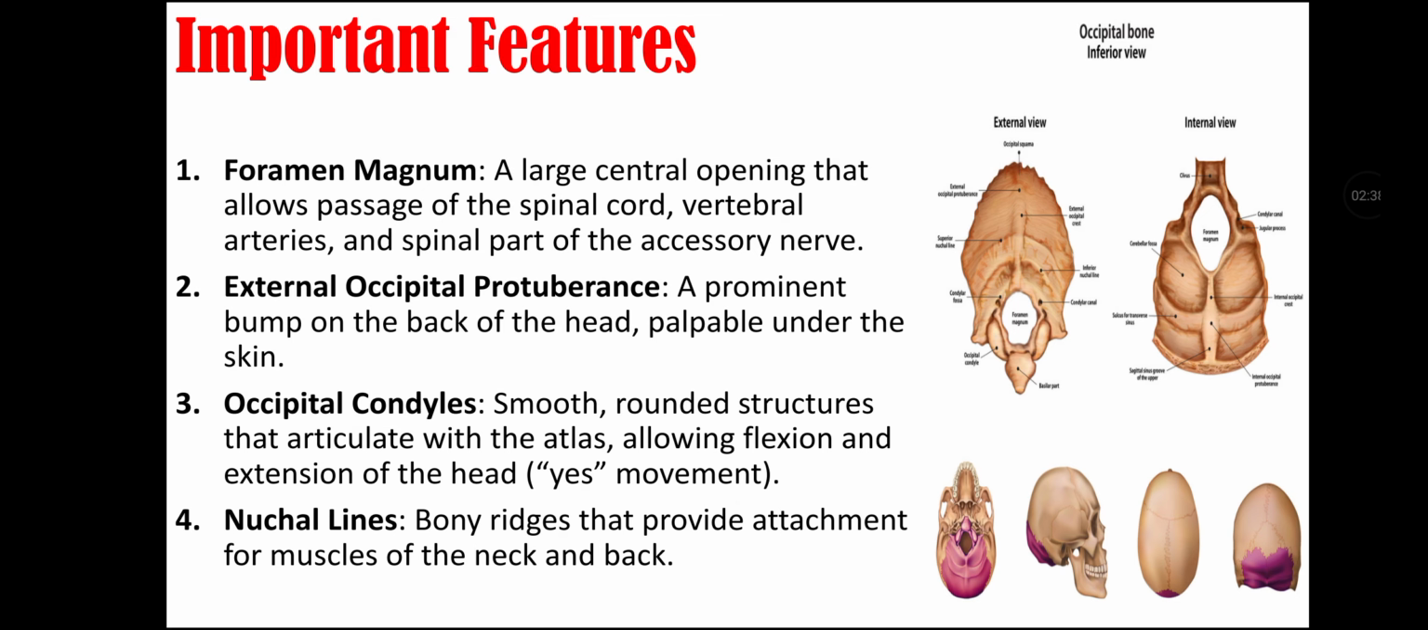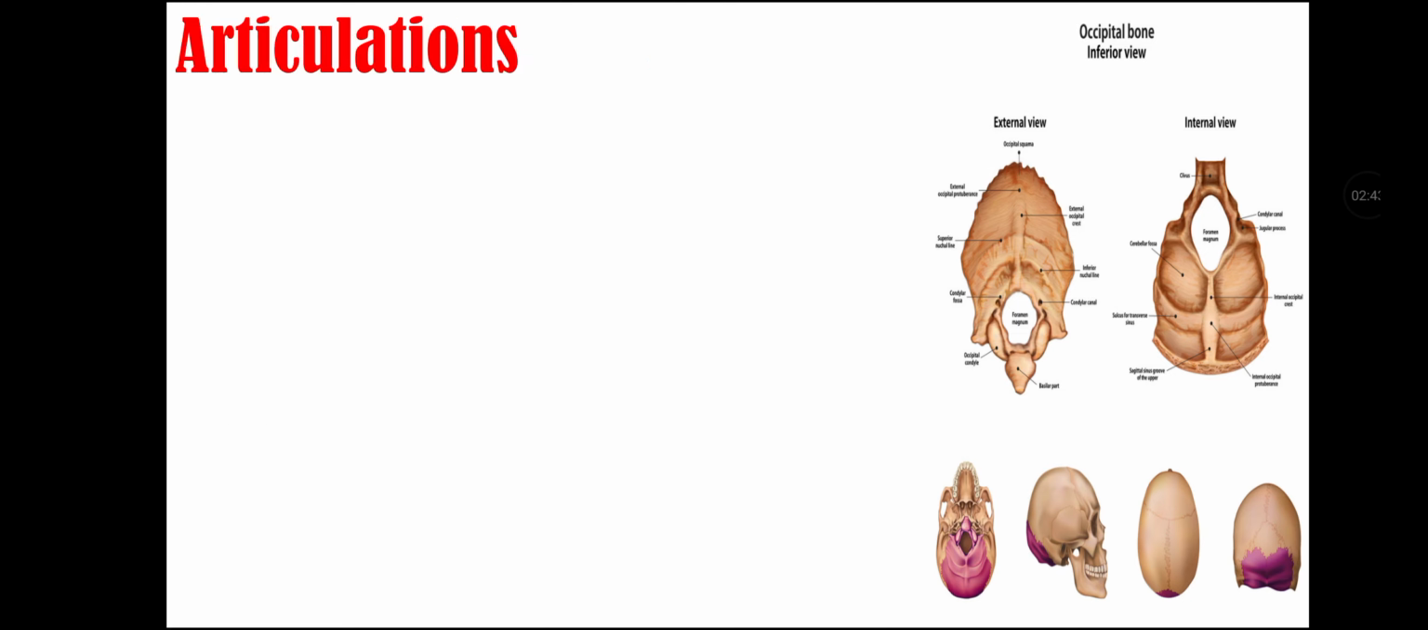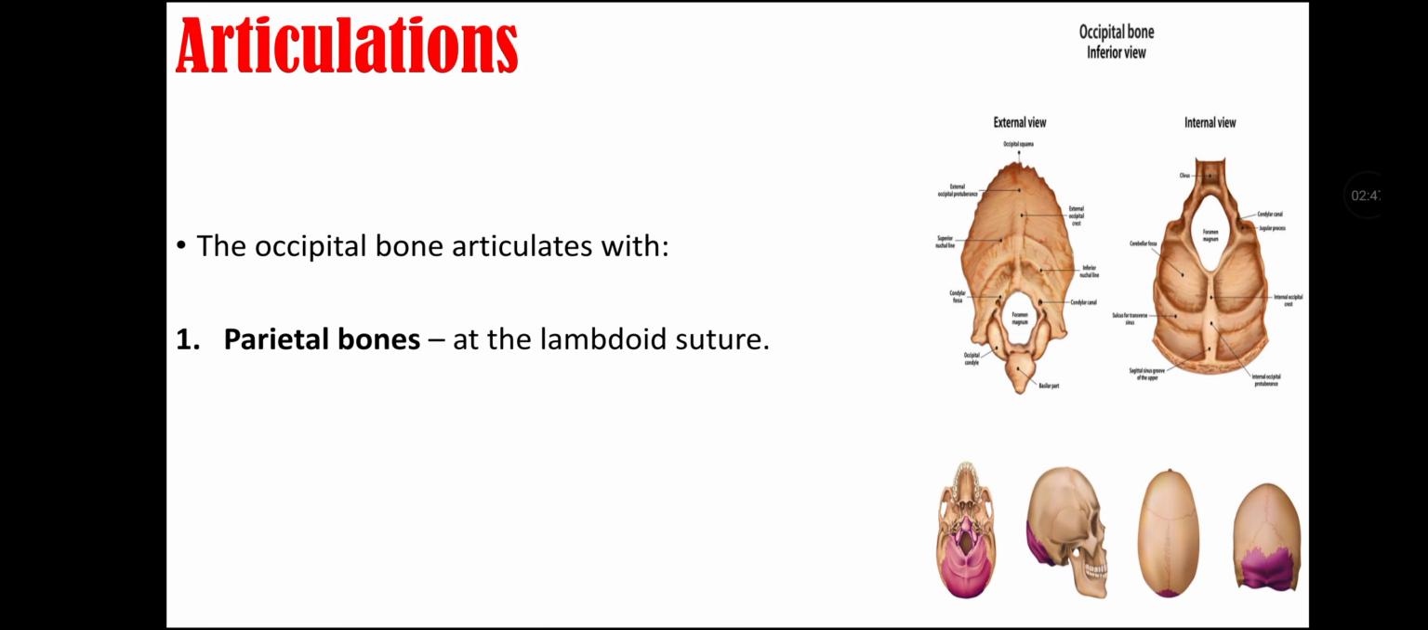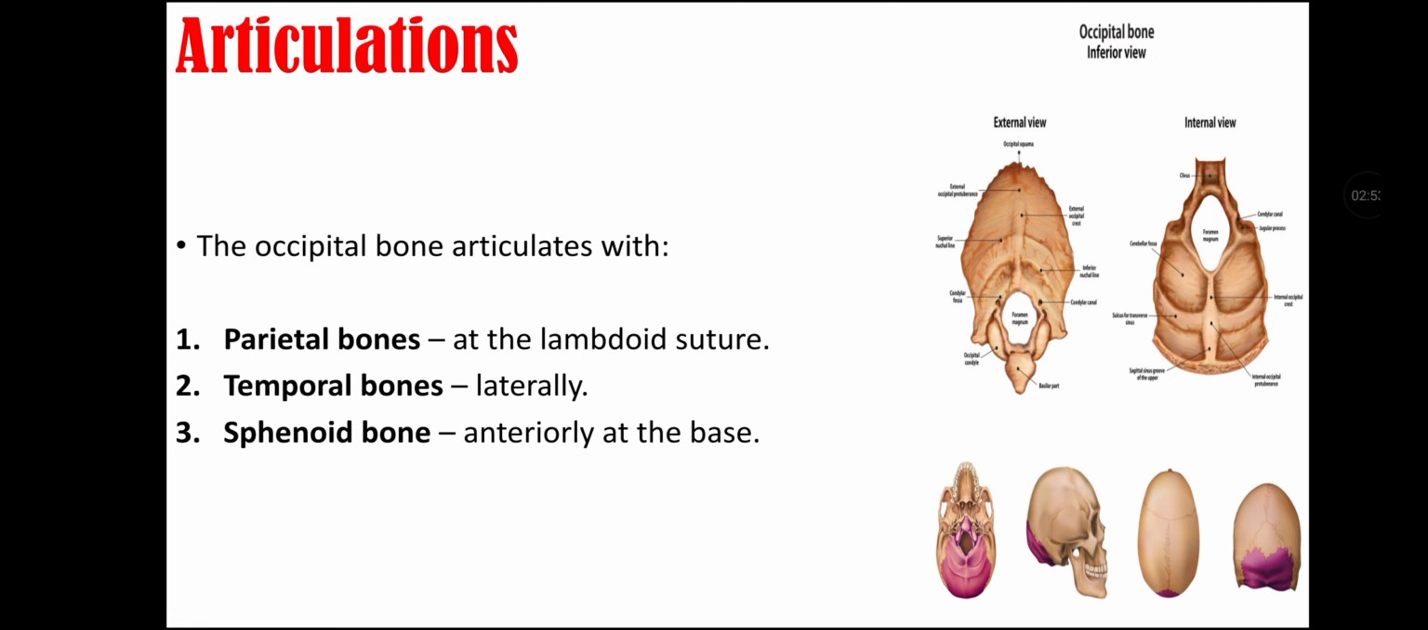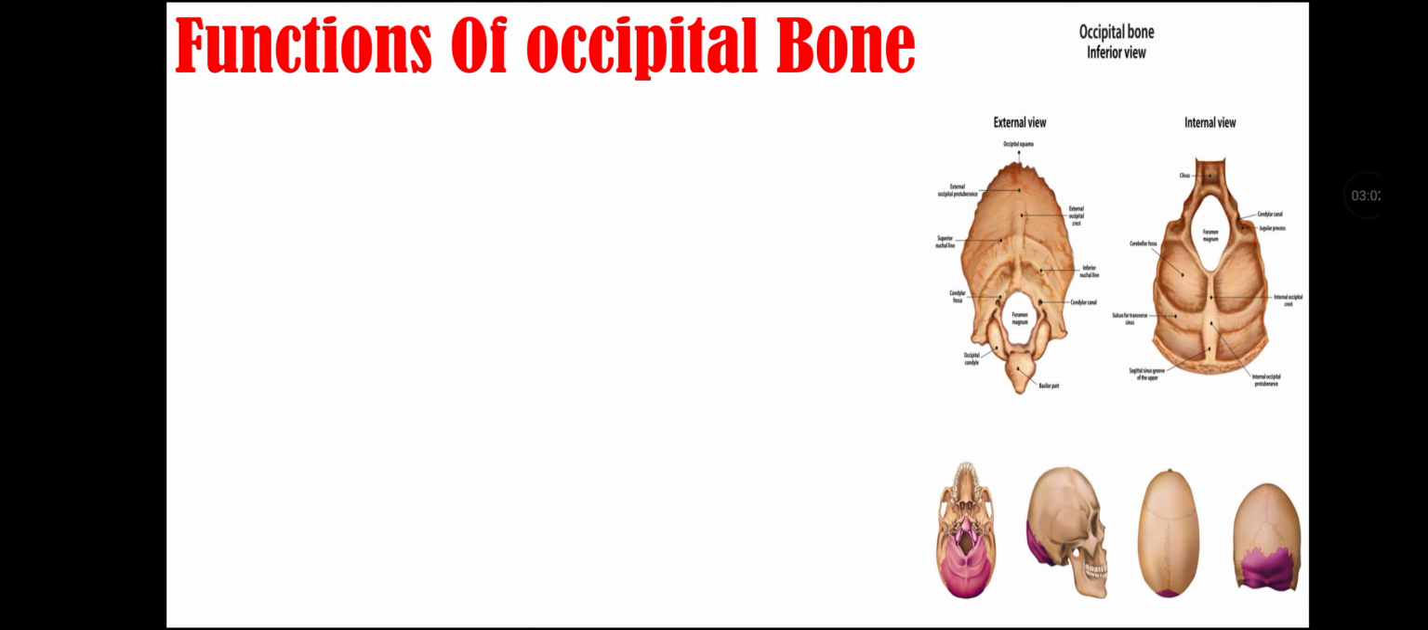It has nuchal lines that are bony ridges that provide attachment for muscles of the neck and head. Articulations of the occipital bone. The occipital bone articulates with the parietal bone at the lambdoid suture. It articulates with the temporal bone laterally. It articulates with the sphenoid bone anteriorly at the base area. And it also articulates with the atlas, that is the C1 vertebra, through the occipital condyles.